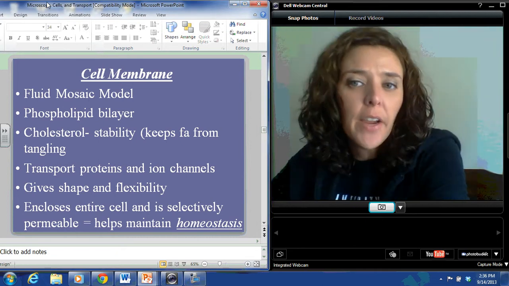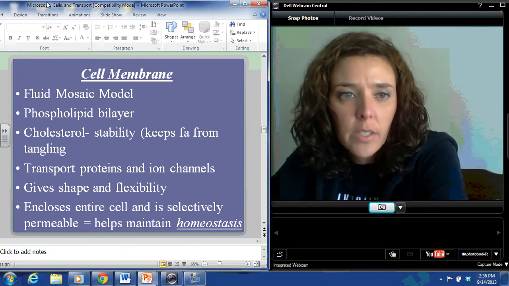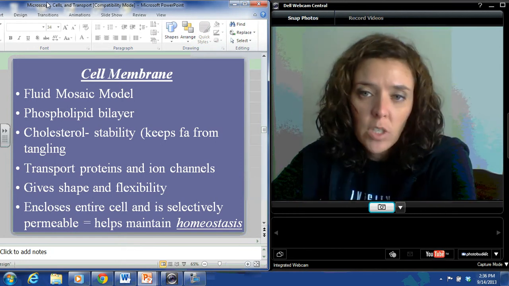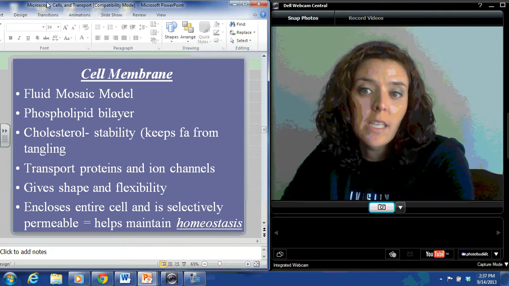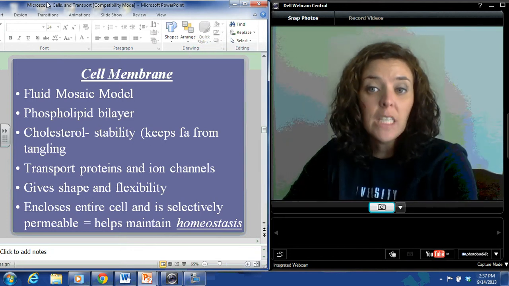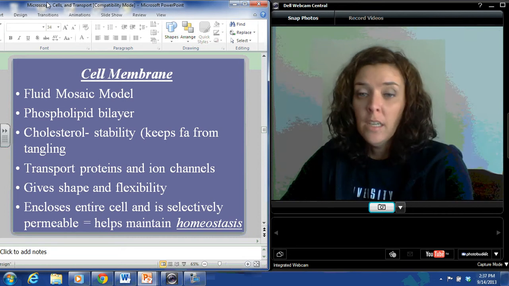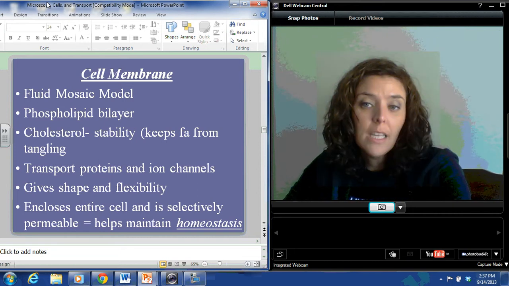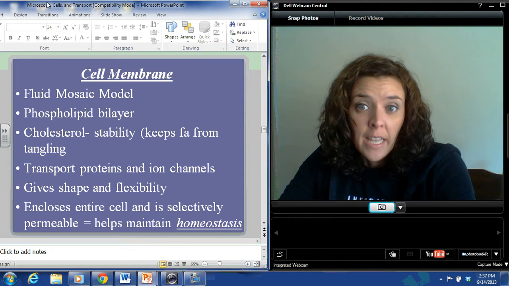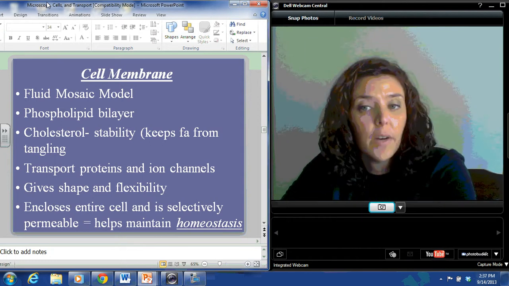Hey guys, all right, this part of the cell unit is going to discuss cell transport. When I'm talking about cell transport, I'm not talking about how the cell moves from one place to another. Instead, I'm talking about how materials like oxygen and really important things need to go into and out of the cell. Okay, so the thing that protects the cell is the cell membrane.